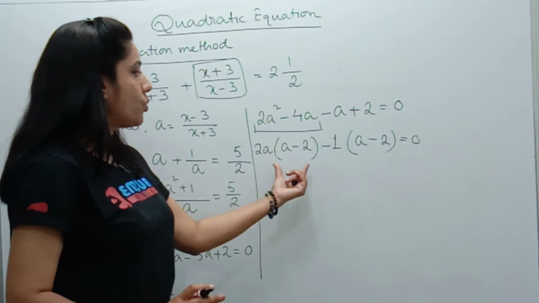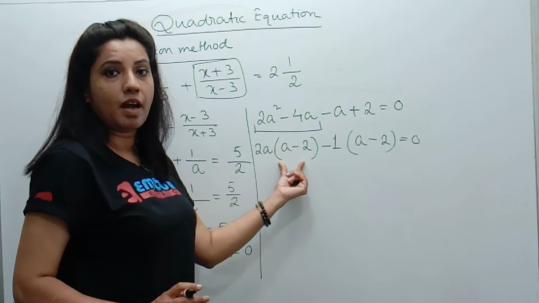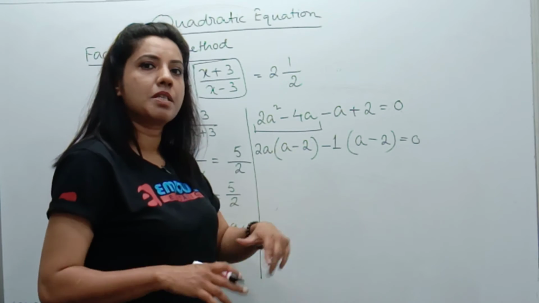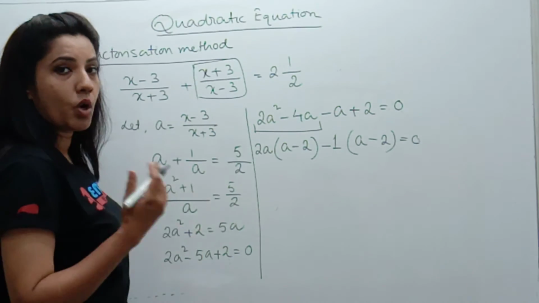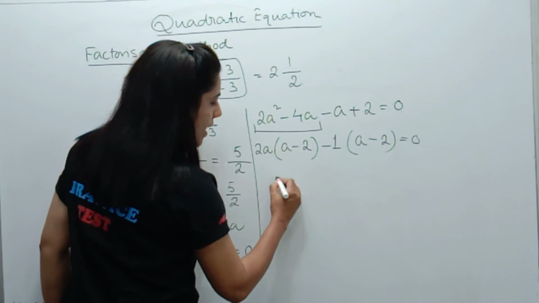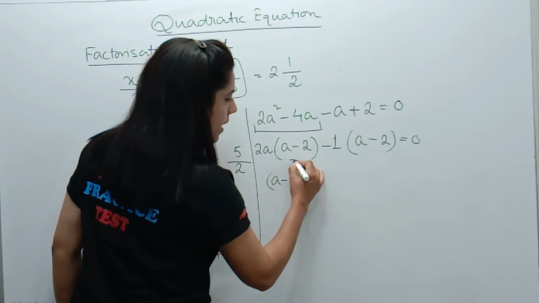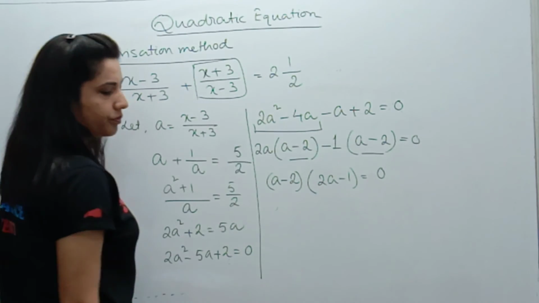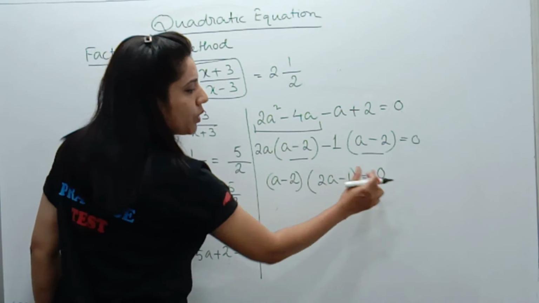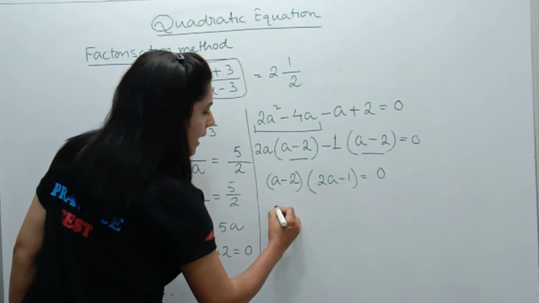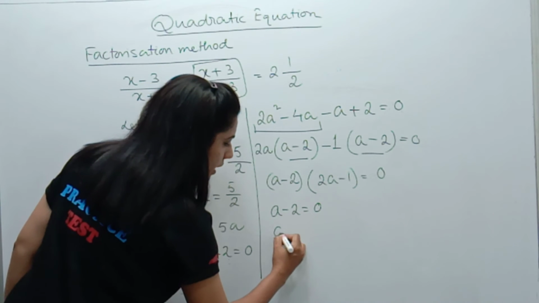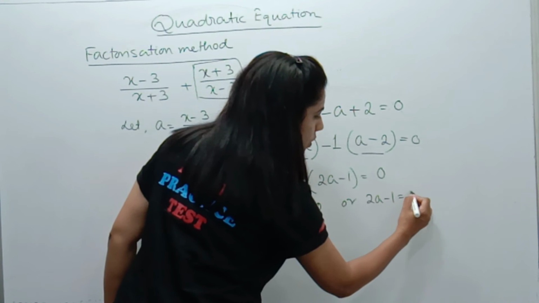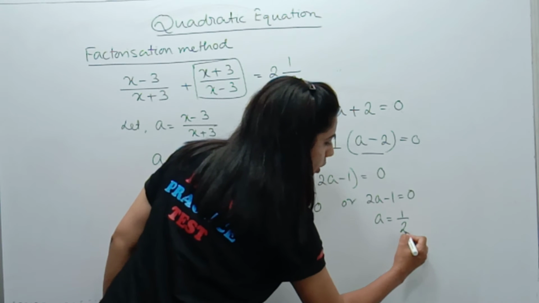Always remember that we should get the same thing inside the bracket after doing the middle term factor. If I don't get the same thing inside the bracket, that means my solution is wrong, so we have to change it. So the two factors are a minus 2 is one factor and the other factor is 2a minus 1, equal to 0. Again we got a into b equal to 0. So we will separately make a equal to 0. So we got a is equal to 2 and a is equal to 1 upon 2.